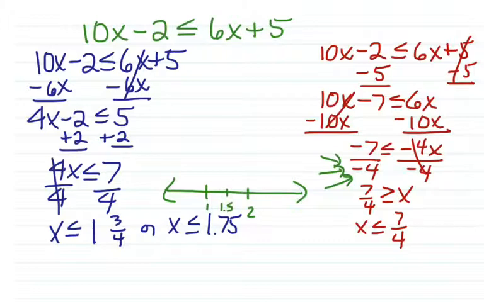So we have a fraction, that's okay. We can put fractions or decimals on the number line. 1.75 is halfway between 1.5 and 2. 1.5 is halfway between 1 and 2. So put 1.75, and we want to shade the numbers smaller than that. There you go.